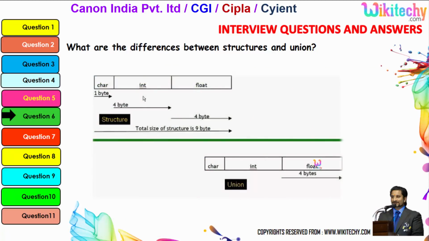Let's move on to the next question, the differences between structure and union. In a structure, you are able to see the addition of the individual variables: 1 byte, 4 bytes, 4 bytes, so 9 bytes, 1 plus 4 plus 4. Over here, 1 byte, 4 bytes and 4 bytes, the maximum is 4 bytes, so here the total size is 4 bytes. That's the difference.